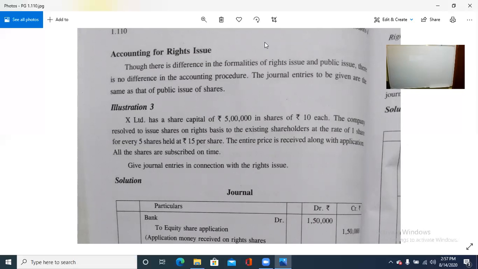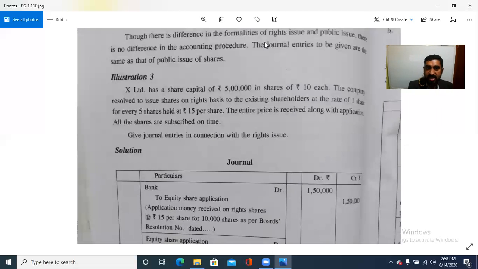Then the entire price is received along with the application. All the shares are subscribed on time. Give journal entries in connection with the rights issue. So 5 lakh is the total share capital at rupees 10 each, so 50,000 is the number of shares. The company resolved to issue the shares on a rights basis to the existing shareholders at the rate of 1 share for every 5 shares held at 15 per share.